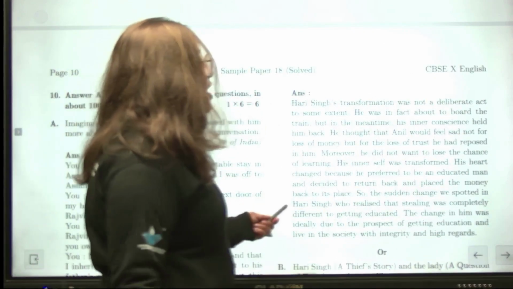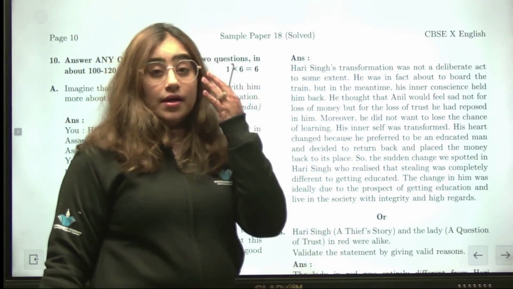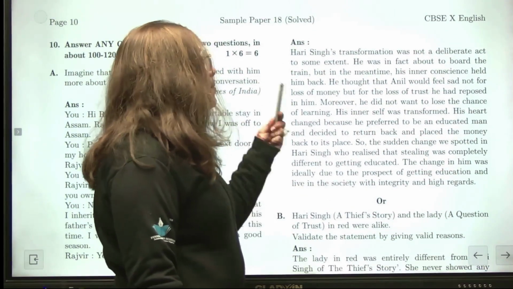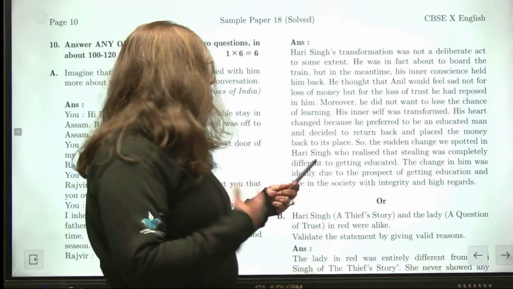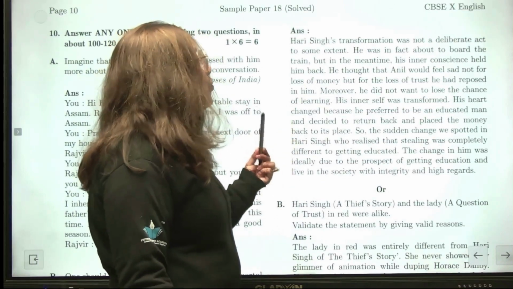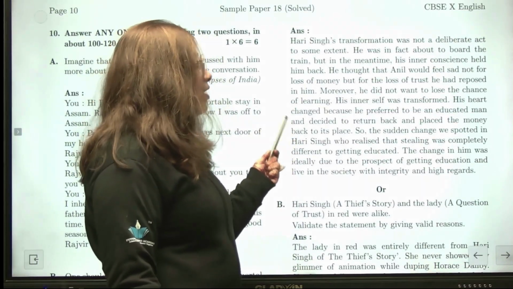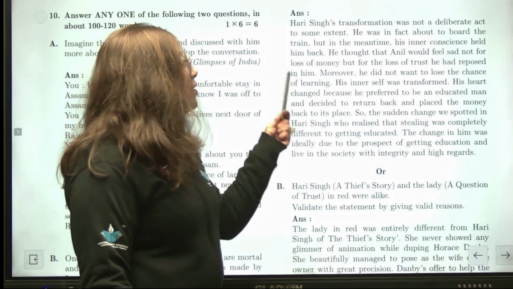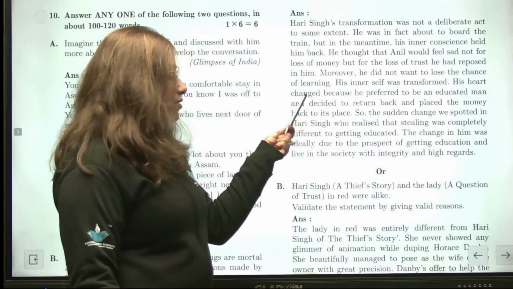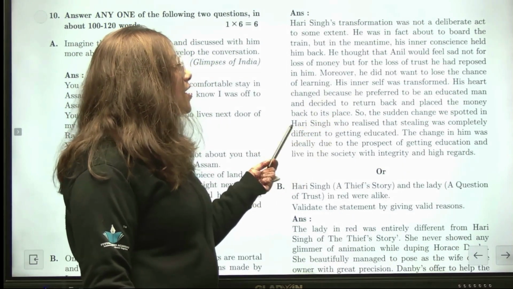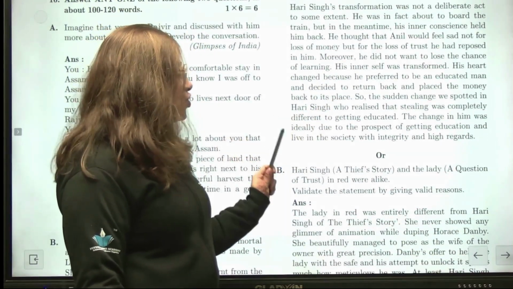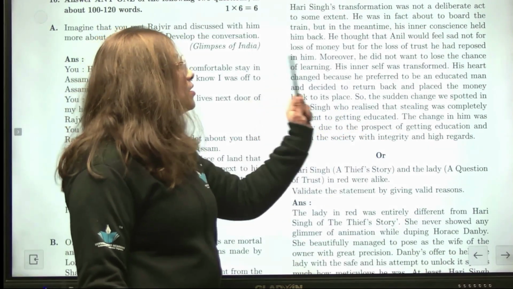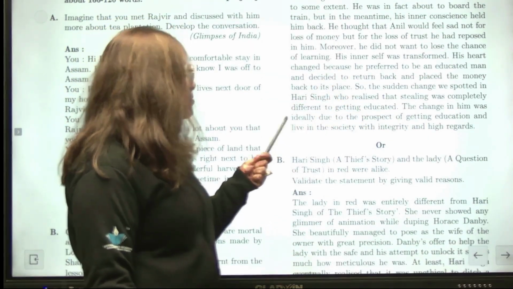Okay, Hari Singh's transformation was not a deliberate act to some extent. He was in fact about to board the train, but in the meantime, his inner conscience held him back. He thought that Anil would feel sad not for the loss of money but for the loss of trust he had reposed in him. Moreover, he did not want to lose the chance of learning. His inner self was transformed, his heart changed because he preferred to be an educated man and decided to return and place the money back in its place.